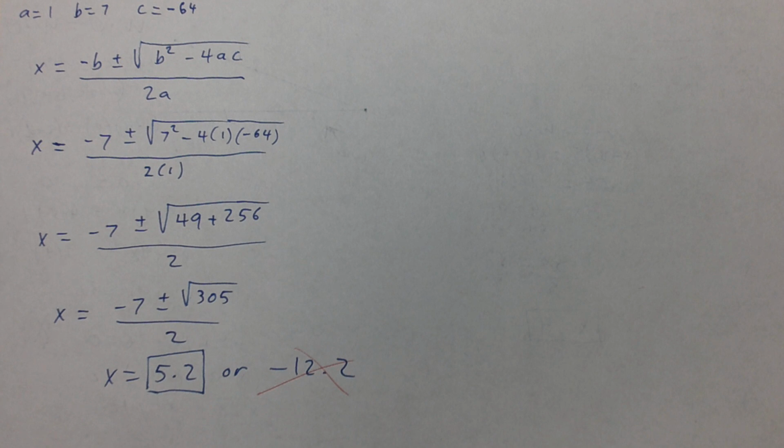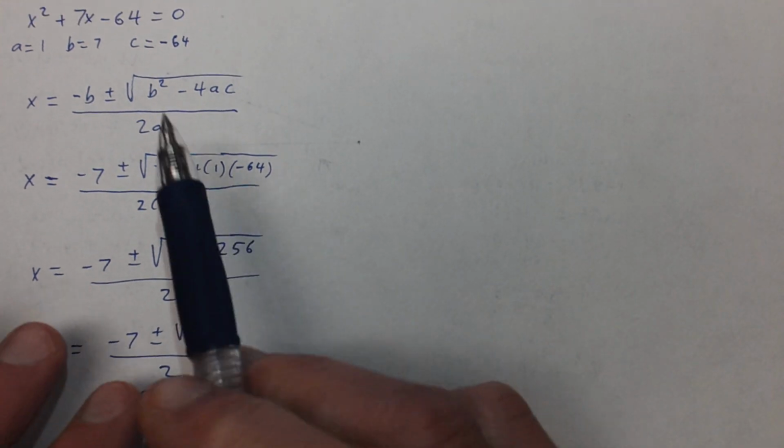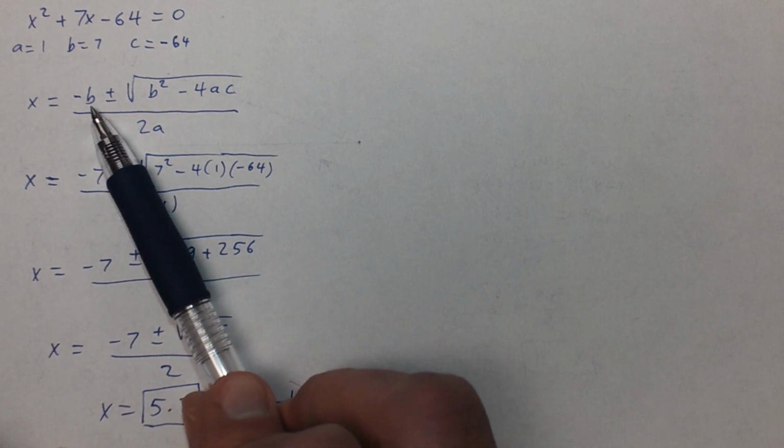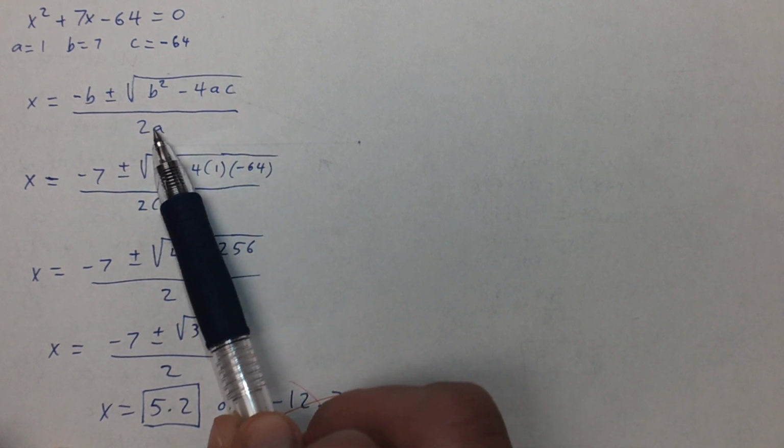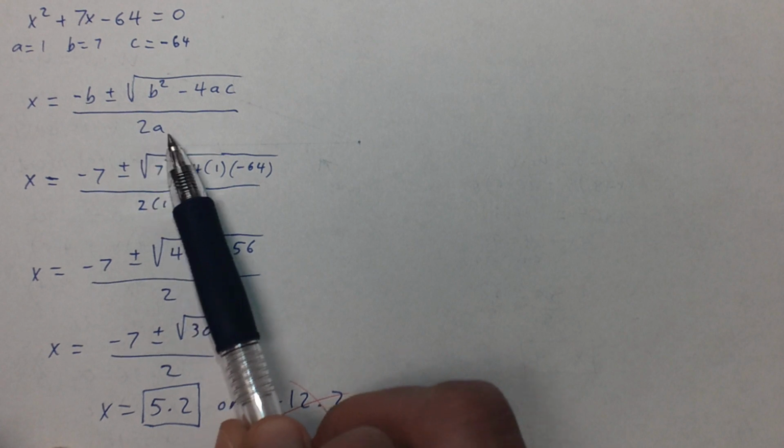So this is an example of using the quadratic formula. And again, you're going to want to know that the quadratic formula is negative b plus or minus the square root of b squared minus 4ac, over 2a.